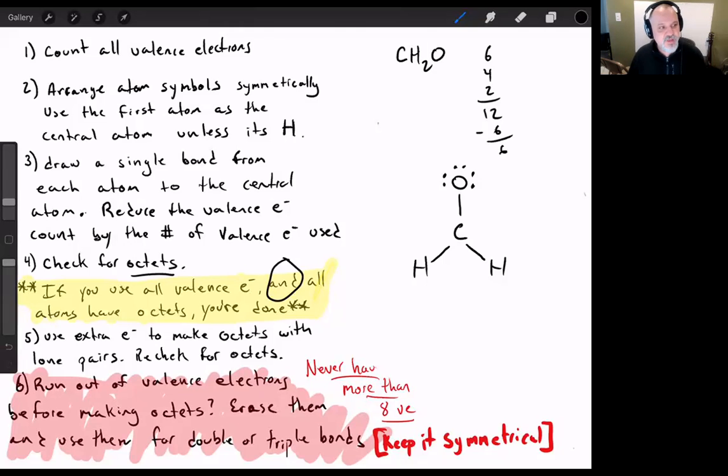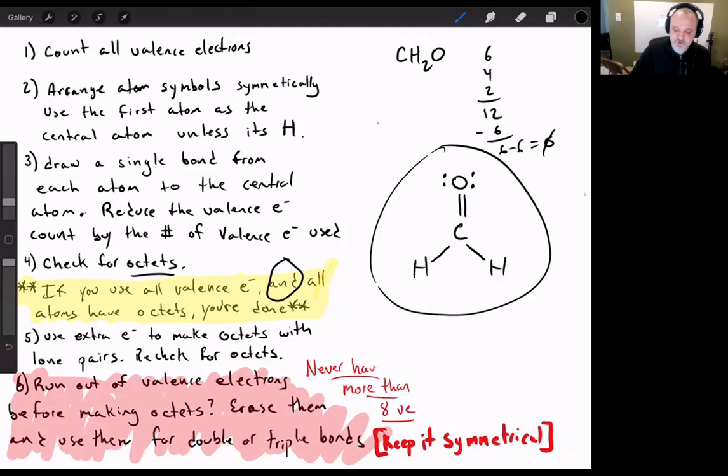Does everything have an octet? You should see that carbon does not have an octet yet. So I need to erase and try a double bond and see if that works. Now carbon has an octet, and so does oxygen, and so does hydrogen. So this is my picture for CH2O. Okay, and so that's the rules.